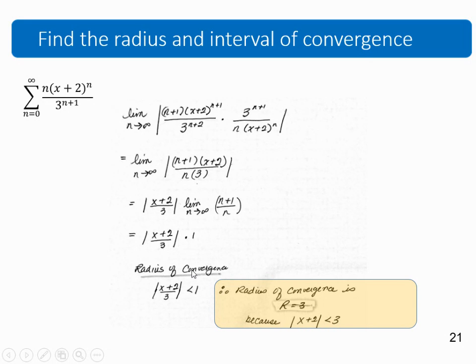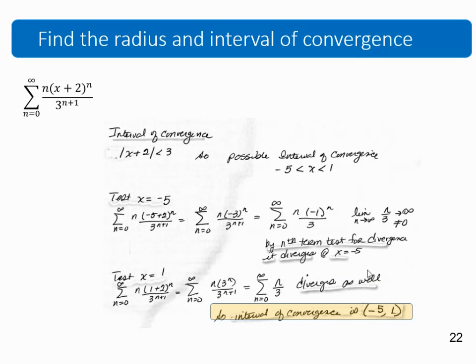And so then we have this absolute value. And in order for us to determine our radius of convergence, we set that to be less than 1. And then we want to get just the linear factor x without the divided by 3. So if you multiply out the 3, you'll get absolute value of x plus 2 less than 3. And so your radius of convergence is R equal to 3.